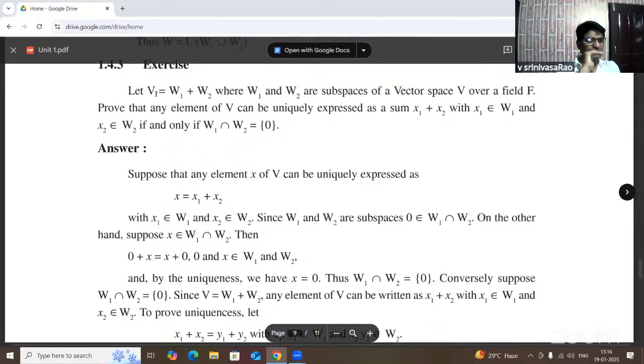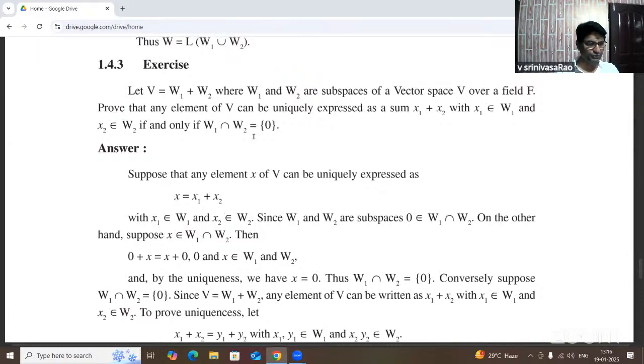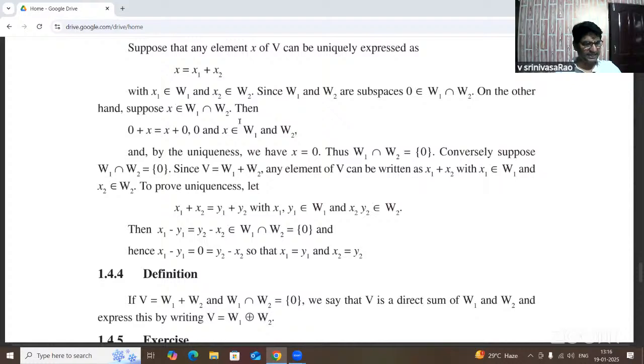Okay. Now the sum is uniquely expressed in the form X1 plus X2, where X1 belongs to W1 and X2 belongs to W2. Here the sum of two subspaces is uniquely expressed if and only if the intersection of the subspaces equals the subspace generated by 0. That is denoted by W1 intersection W2 equals generated by 0. This is the concept. Now here is the answer. See this one.